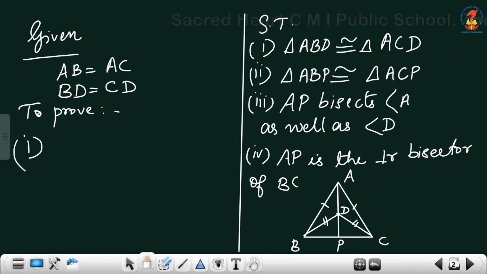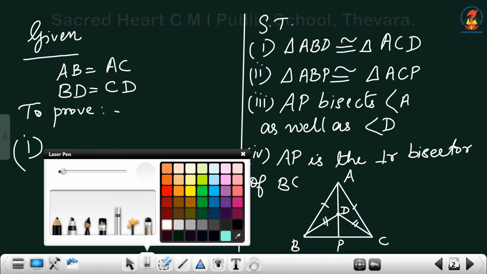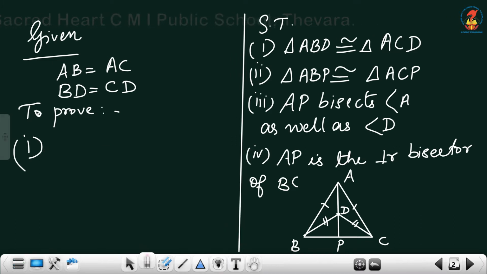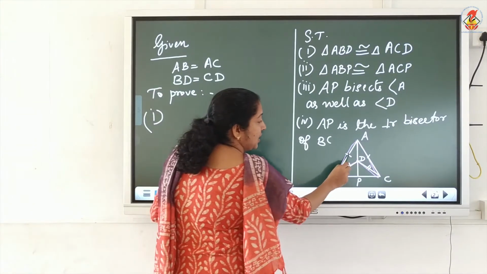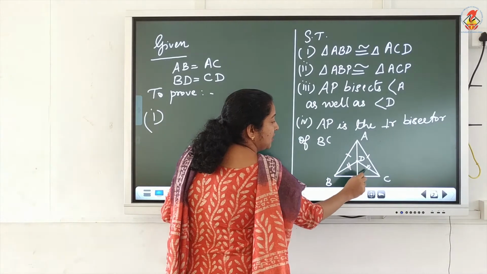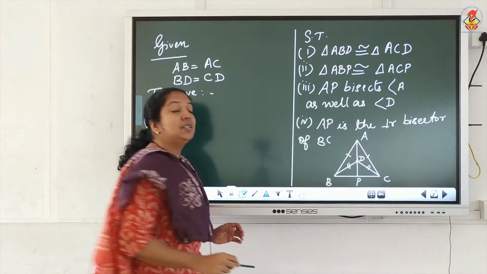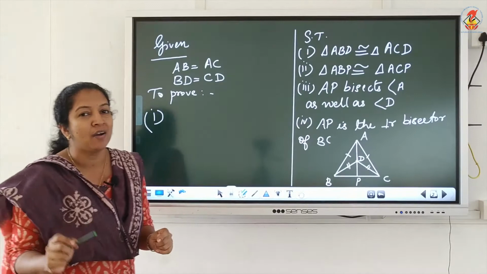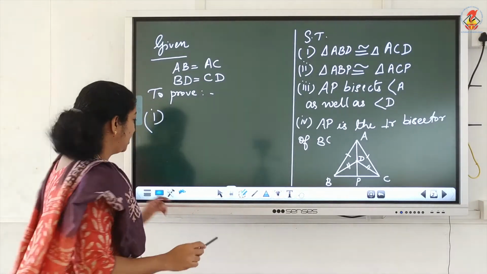The first one is triangle ABD congruent to triangle ACD. From here itself we can identify which congruence criterion we should use. What is given? These two sides are equal and these two sides are equal. What about this side? The side is common to both. So we have to use the SSS criterion.